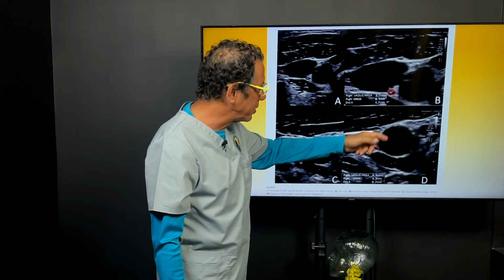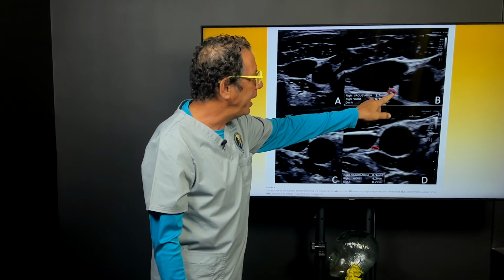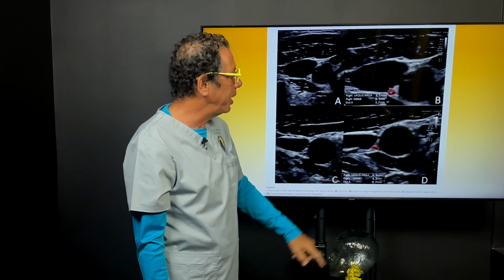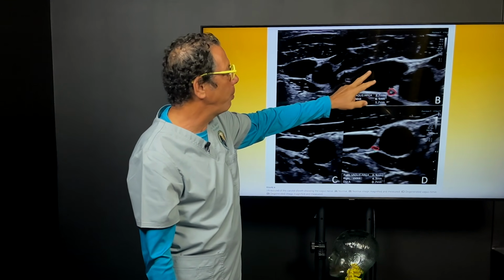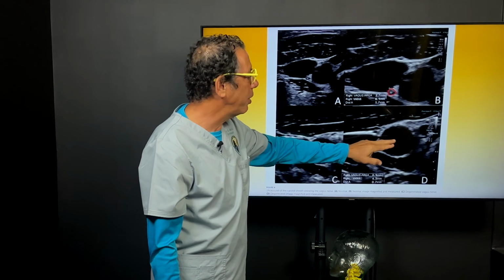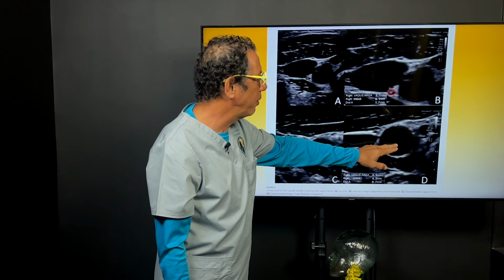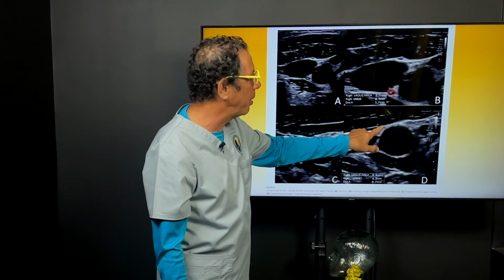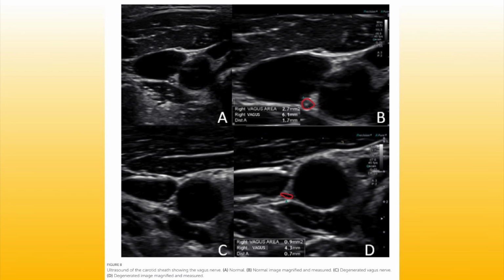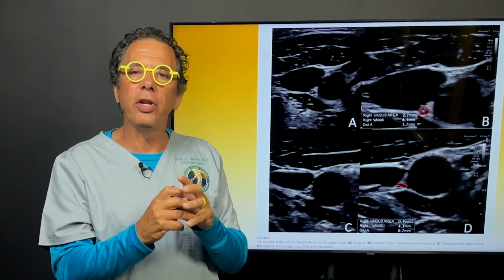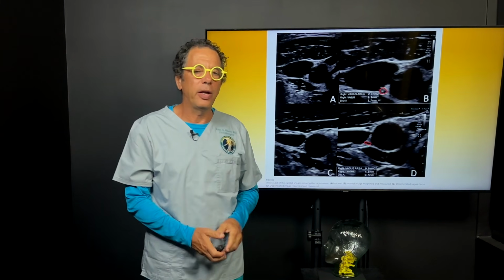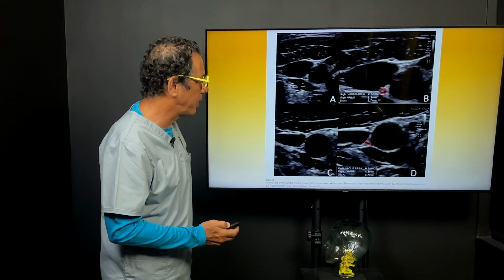This is what the vaguses look like. That's the normal vagus nerve, normal size, and that's what a degenerated one looks like. And you could see how here the carotid arteries are open, the jugular veins are open. Here in this particular patient, the jugular vein is compressed compared to there, but the carotid arteries are open. We don't see a lot of carotid arteries being compressed with these conditions because the carotid artery has a muscular wall, so it's much more resistant to compression. The jugular vein doesn't have a muscular wall, so it's easily compressed.